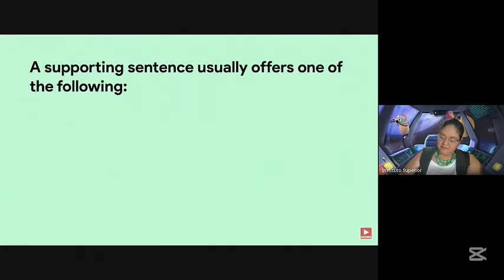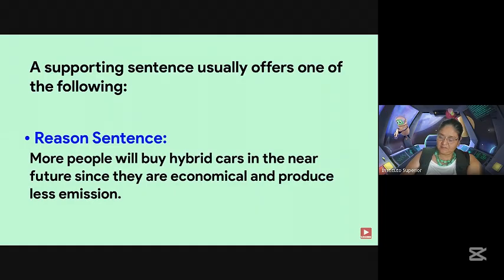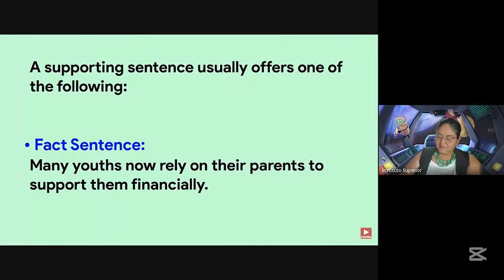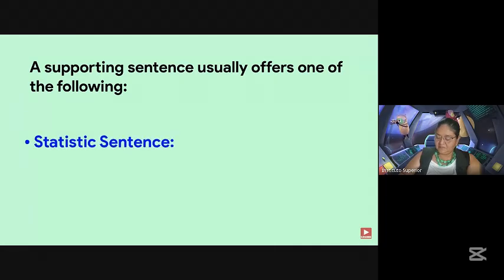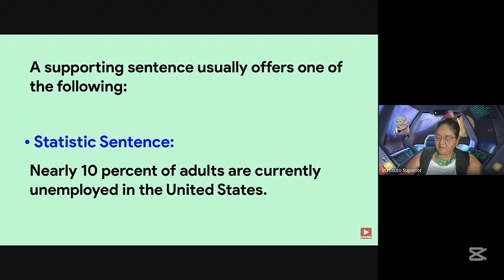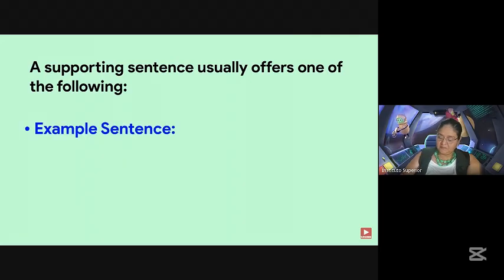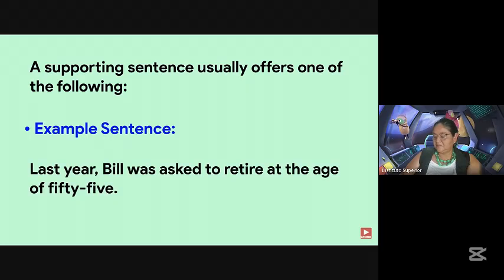A supporting sentence usually offers one of the following. Reason sentence: More people will buy hybrid cars in the near future since they are economical and produce less emission. Fact sentence: Many youths now rely on their parents to support them financially. Statistics sentence: Nearly 10% of adults are currently unemployed in the United States. Quotation: "We will not allow this situation to continue," stated Senator Jones. Example sentence: Last year, Bill was asked to retire at the age of 55.